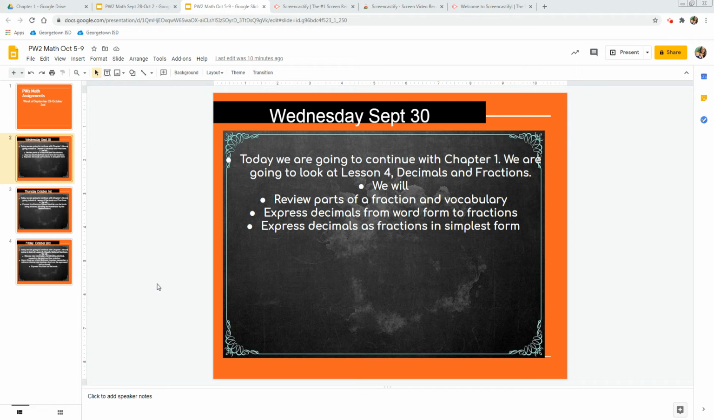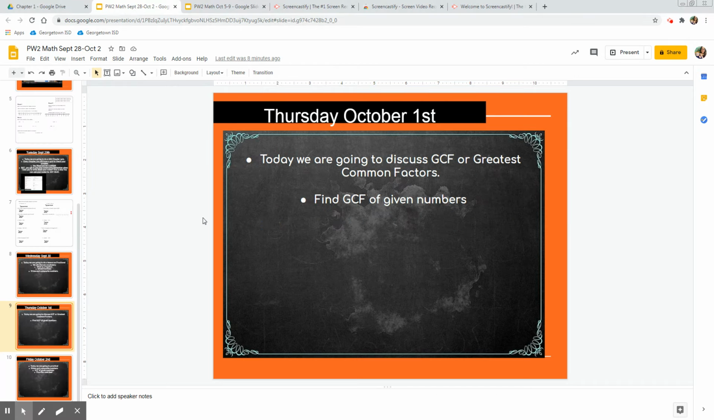Okay, fifth grade, we are going to go to our lessons. We're going to look at Thursday. It is Thursday, October 1st, and we're going to look at greatest common factors. So yesterday we discussed prime and composite numbers and just a fraction overview.